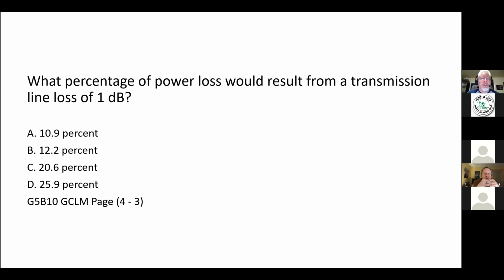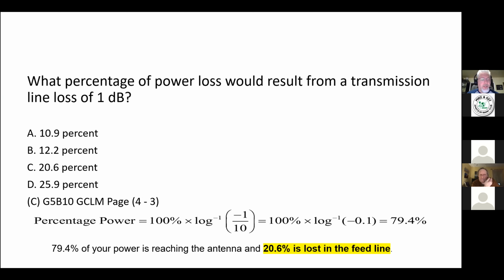What percentage of power loss would result from a transmission line loss of 1 dB? A, 10.9%, B, 12.2%, C, 20.6%, or D, 25.9%? Charlie is correct. And the percentage of power is 100% times the log of -1/10.